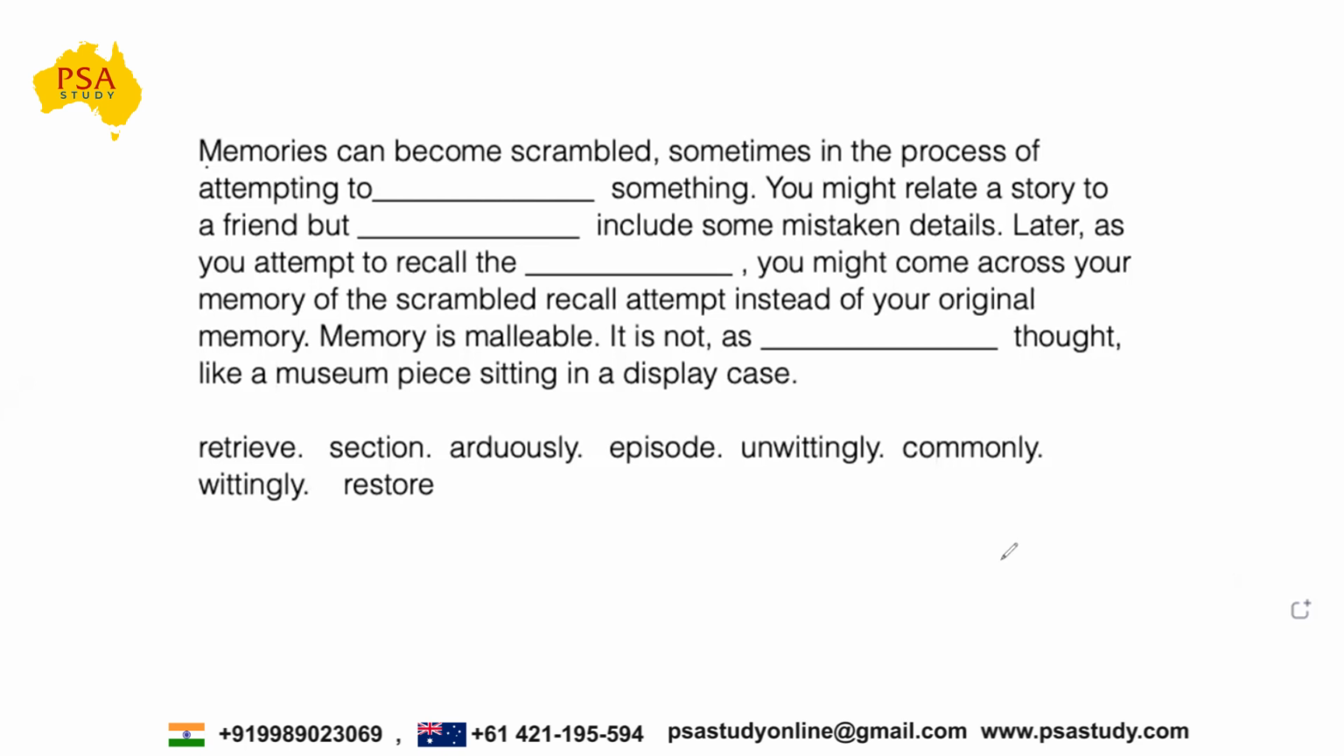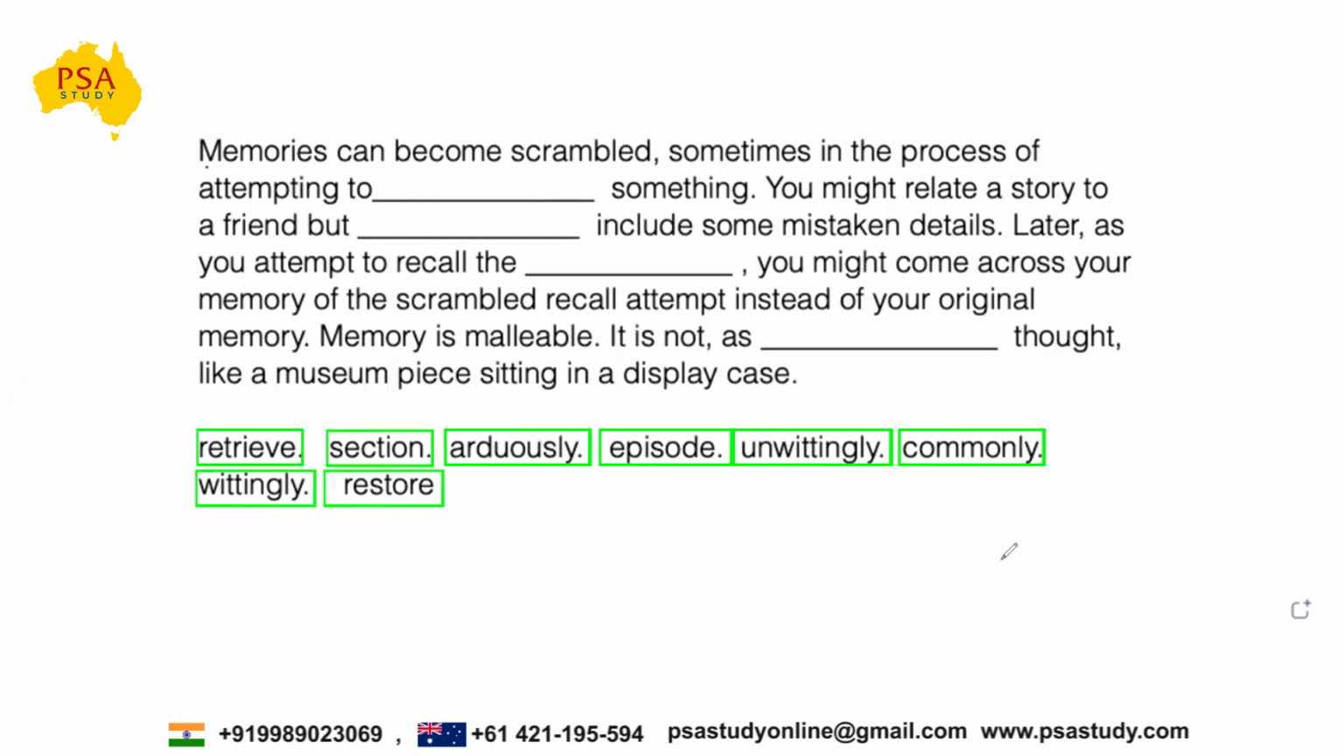Memories can become scrambled sometimes in the process of attempting to dash something. You might relate a story to a friend, but dash includes some mistaken details. Later, as you attempt to recall the dash, you might come across your memory of the scrambled recall attempt instead of your original memory. Memory is malleable, it is not as dash thought, like a museum piece sitting in a display case. And we have the options below: retrieve, section, odiously, episode, unwittingly, commonly, wittingly, and restore.